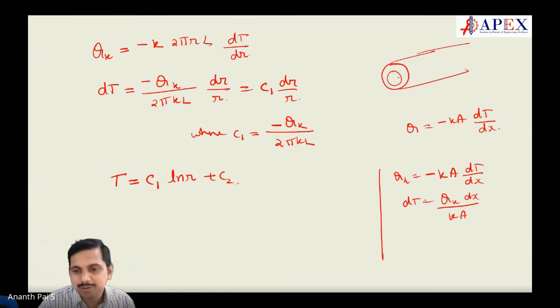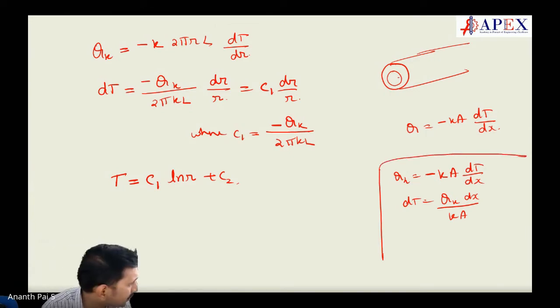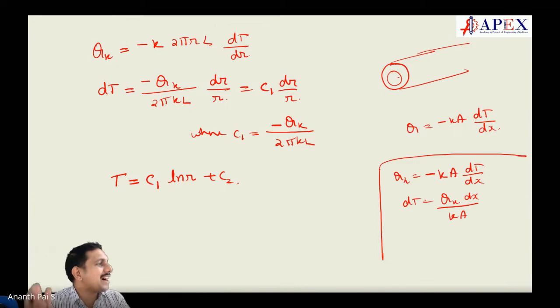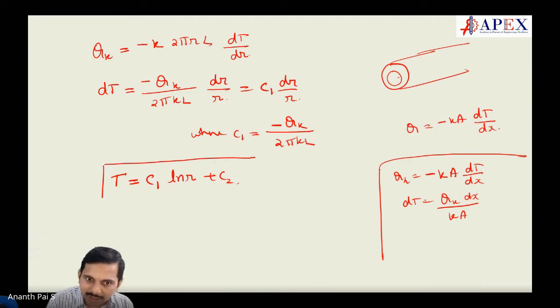Easy. So you should be comfortable with these things. Mixing is nothing great. The only thing is that you have to apply your mind and you'll get it. Here this R comes because the area is dependent on R, 2 pi R into L, right? So the temperature variation is this. This is important.